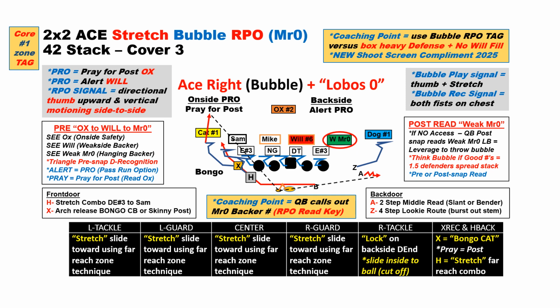Next is a simple tag off the stretch zone where we're going to run a bubble route on the backside. The reason you do this is versus heavy run box defenses and when the will is just not a fast filler. We can go ahead now and read the weak Mr. Zero. If we've got outside leverage on pre-snap, we'll just turn and throw. If not, then we'll post-snap read it for outside leverage. Again, a simple way to increase the completion percentage for your quarterback, but take advantage of heavy run box defenses.